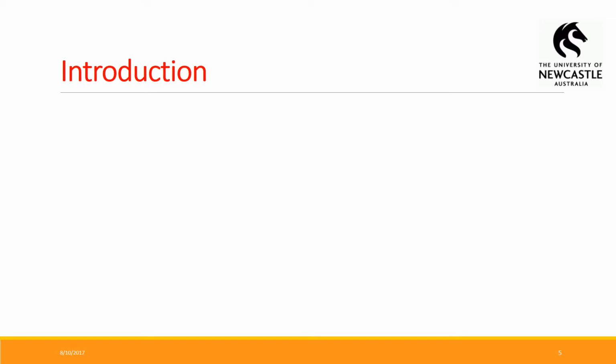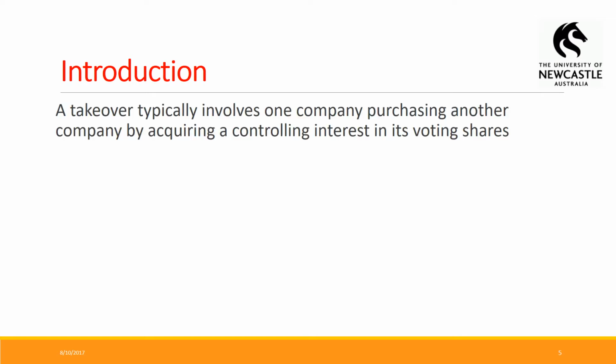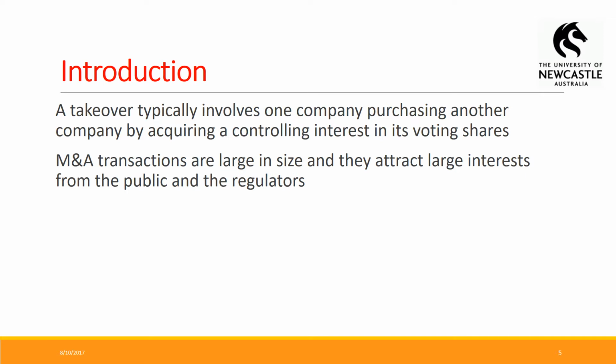So what do we mean by a merger or acquisition transaction? When we have a takeover, this is when a person or a company purchases shares of another company. So after the transaction, there is a transfer of ownership from a group of shareholders to one dominant group of shareholders or one particular company. M&A transactions are large in size and they attract large interest from the public and regulators.